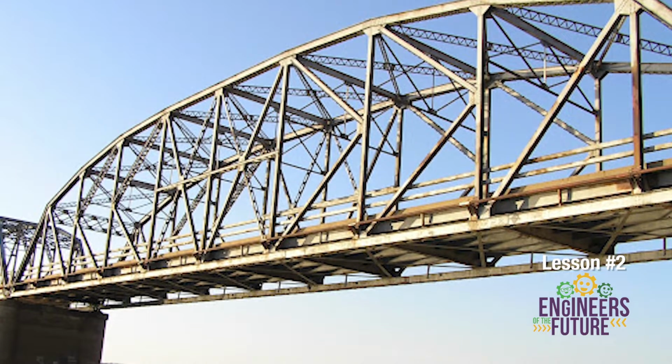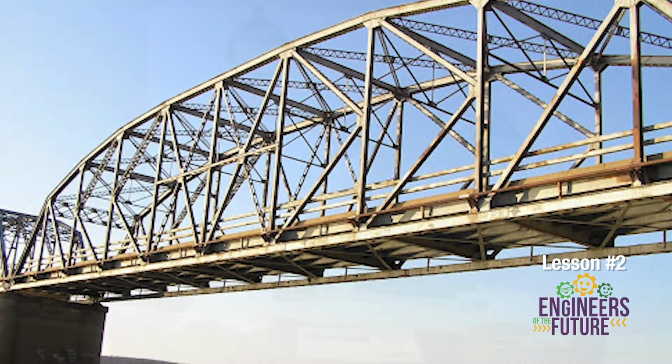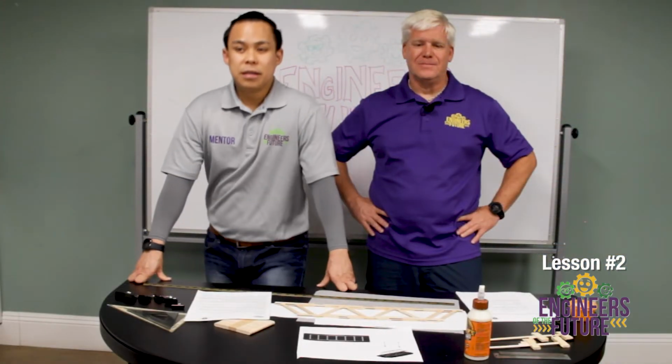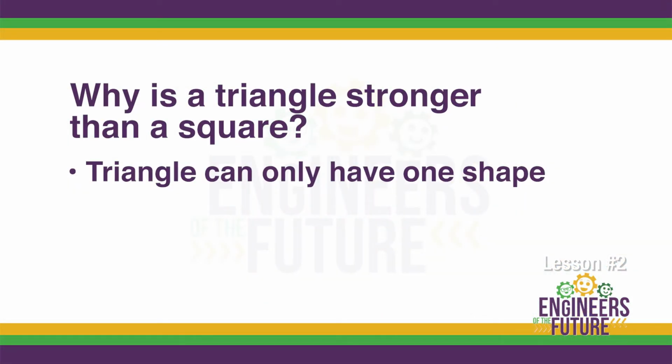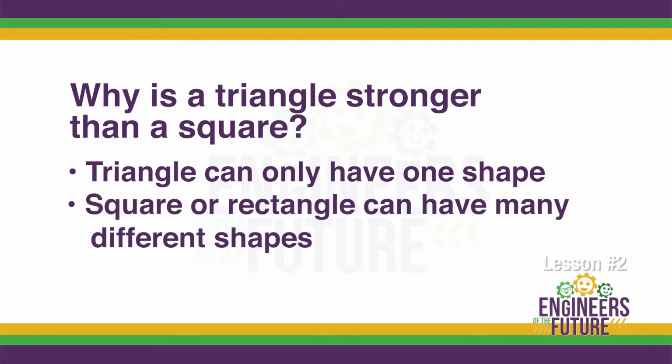One shape that distributes force effectively is a triangle. But why is a triangle stronger than a square? Well, the triangle can only have one shape once its vertices are fixed and connected. A square or rectangle, on the other hand, can have many different shapes without changing the length of any element or disconnecting the vertices. In other words, the square can change shape under load without any of its members breaking or the joints coming apart.